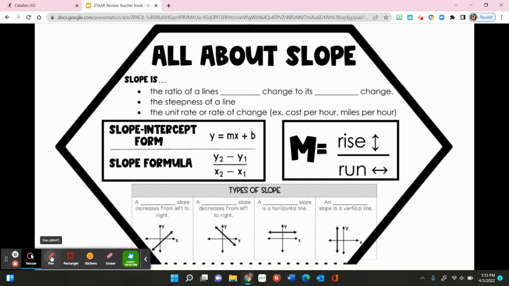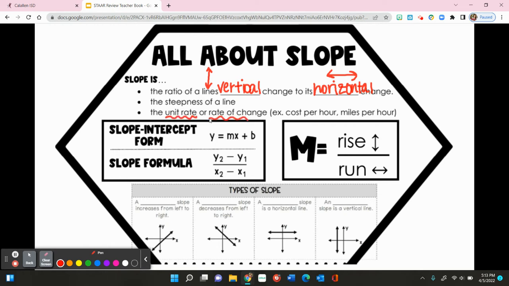So first, slope is the ratio of a line's vertical change. So remember, vertical is how much we go up and down, to its horizontal change. And horizontal is how much we move from left to right. So you will always start off by finding your rise, your vertical change, and then your horizontal change. Slope is also considered the steepness of a line, and more phrases that can be substituted for slope are unit rate or rate of change.